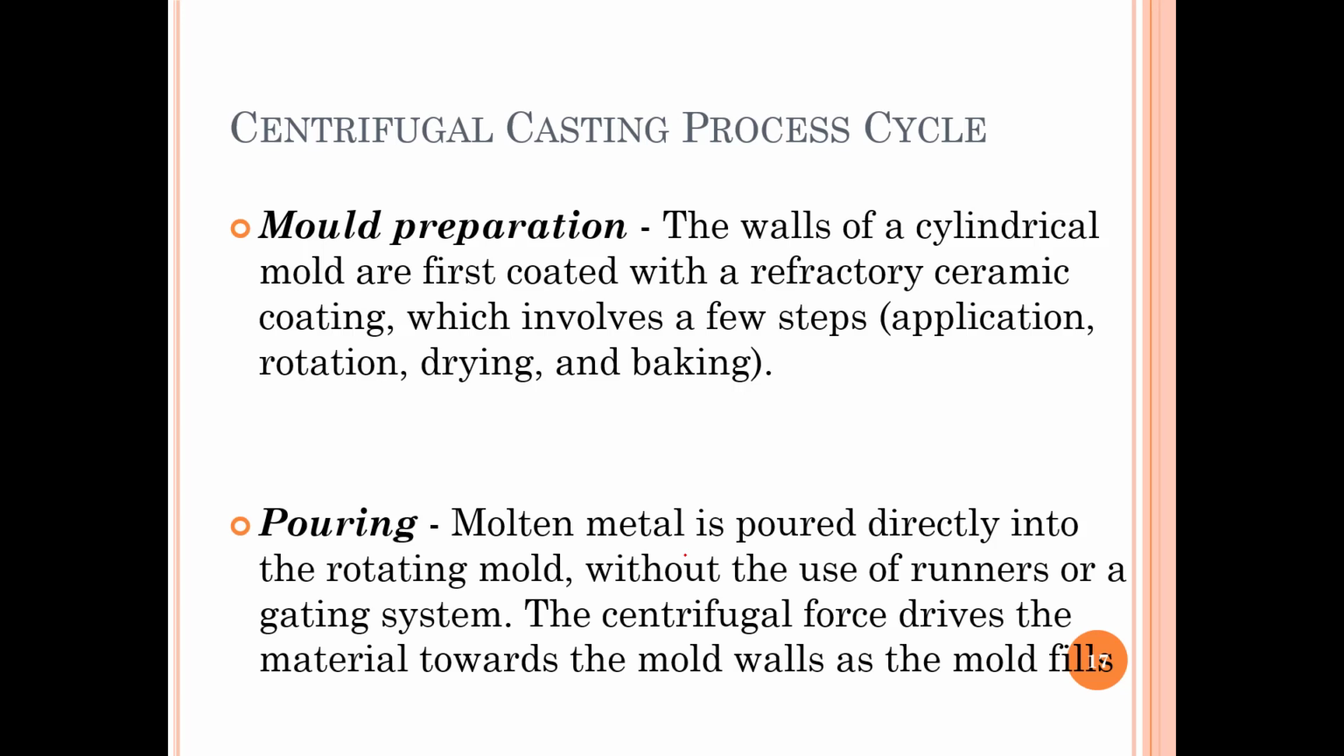Mold preparation. The walls of a cylindrical mold are first coated with a refractory ceramic coating, which involves a few steps, that is application, rotation, drying and baking. Next process, pouring. Molten metal is poured directly into the rotating mold without the use of a runner or gating system. The centrifugal force drives the material towards the mold walls as the mold fills.